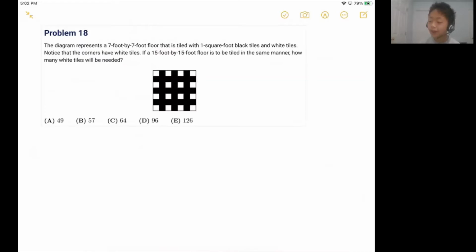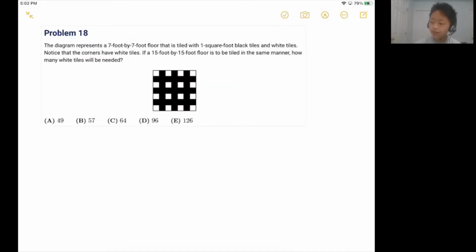Yeah, so these kinds of questions are very common, where they give you a small case and they want you to generalize it to higher numbers. They gave us the case for a 7 foot by 7 foot floor, and we want to know how many white squares there will be in a 15 foot by 15 foot floor. Sometimes in these questions, you need to notice a pattern. If you can't see the pattern right away, it's usually a good idea to start with small examples.